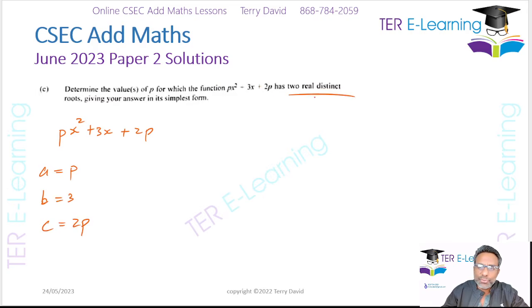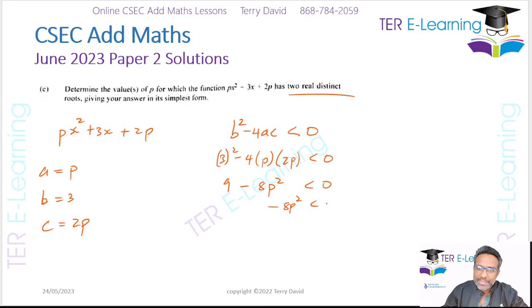Now, if this thing has two real distinct roots, it means that your discriminant, which is b squared minus 4ac, has to be less than 0, right? So two real distinct, yeah, it has to be less than 0. So all we're going to do, we're going to substitute. So this is going to be 3 squared minus 4 by a, which is p, multiplied by c, which is 2p, is less than 0. So this is 3 3s are 9 minus 4 2s are 8, p squared is less than 0. So minus 8p squared is less than minus 9.